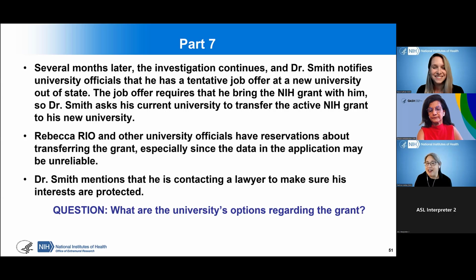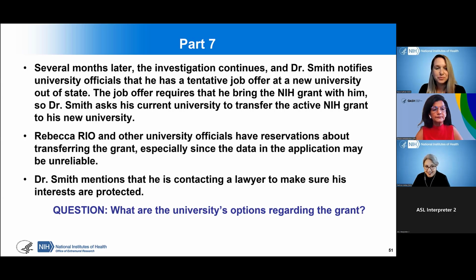So whose grant is it? Is it the university's grant, or is it Dr. Smith's grant? Does anyone raise a hand? Oh, yes. Okay. So universities, hallelujah. Yes. So it's the university's grant. It's not Dr. Smith's grant. He can't demand that the grant come with him.